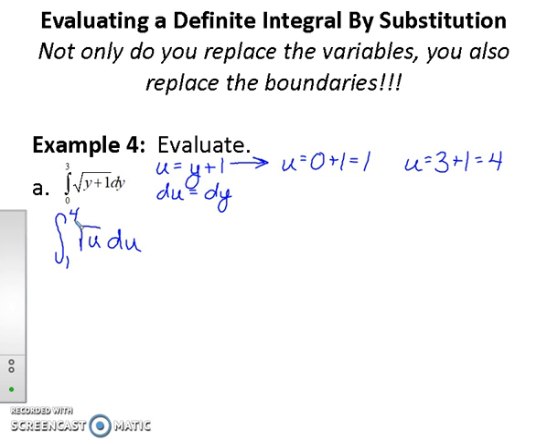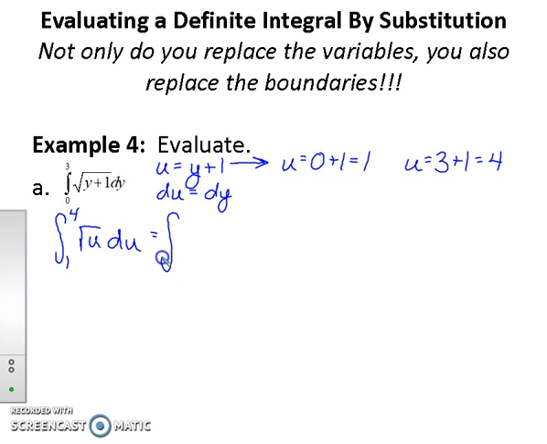Now here's the important thing. Now that I have changed those boundaries and they are in terms of u, this problem from here forward is only in terms of u. I don't ever go back to y's. I don't replace my u with y plus 1 at any point in this problem now. That's where it's different from indefinite integrals.